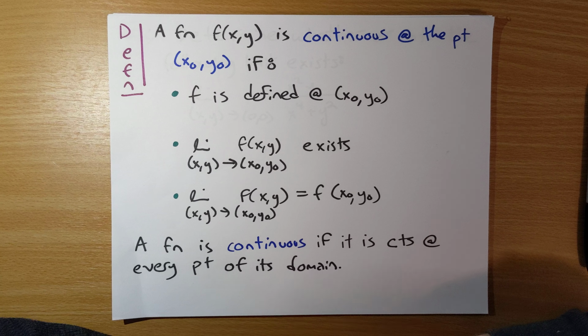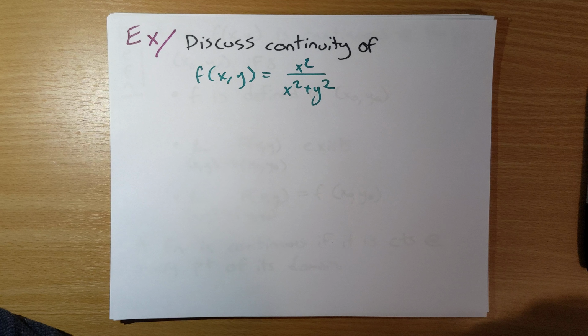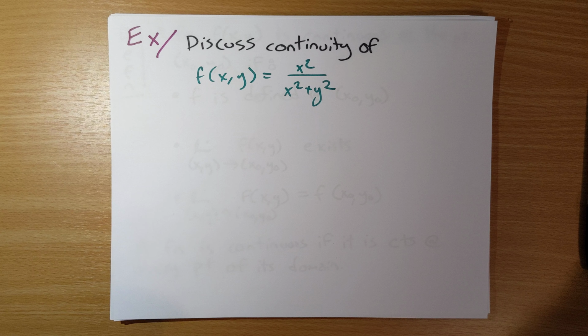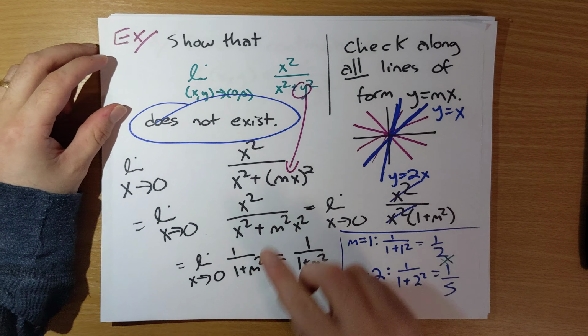The last little thing here has to do with a function being continuous if it's continuous at every point of its domain. And so we should discuss continuity of f of (x, y) equals x squared over x squared plus y squared. Here's our example for this.